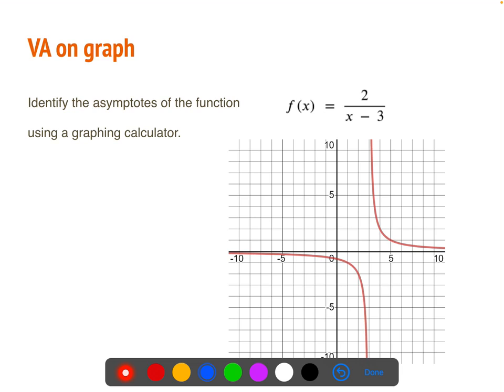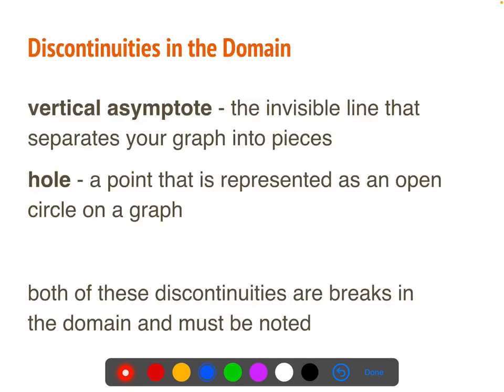How do we find them? Well, the vertical lines are the ones separating your graph in pieces from left to right. So we look to see where our break is between the two pieces, left and right. And that invisible line is called the vertical asymptote, or VA for short.